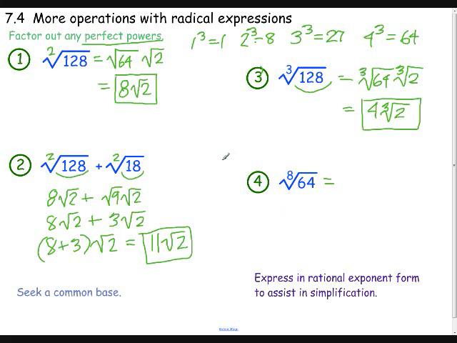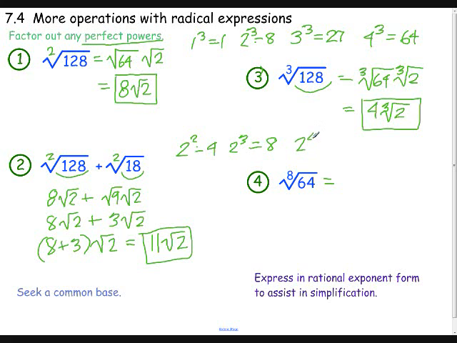Well, yikes. The only possible thing that might be able to work here would be 2. Let's see, 2 squared is 4. 2 to the 3rd power is 8. I'm looking for 64, you understand.